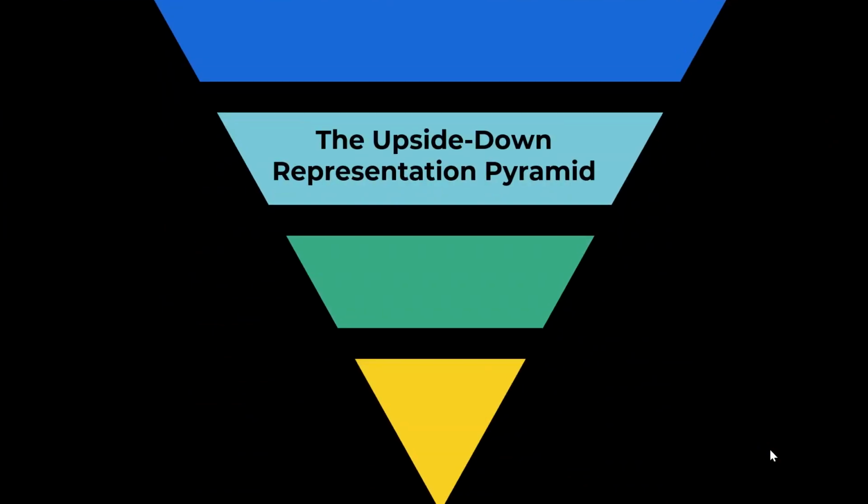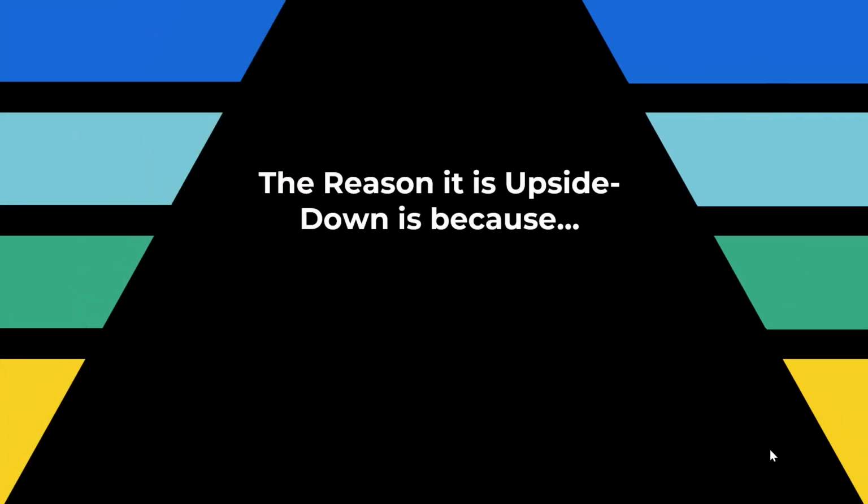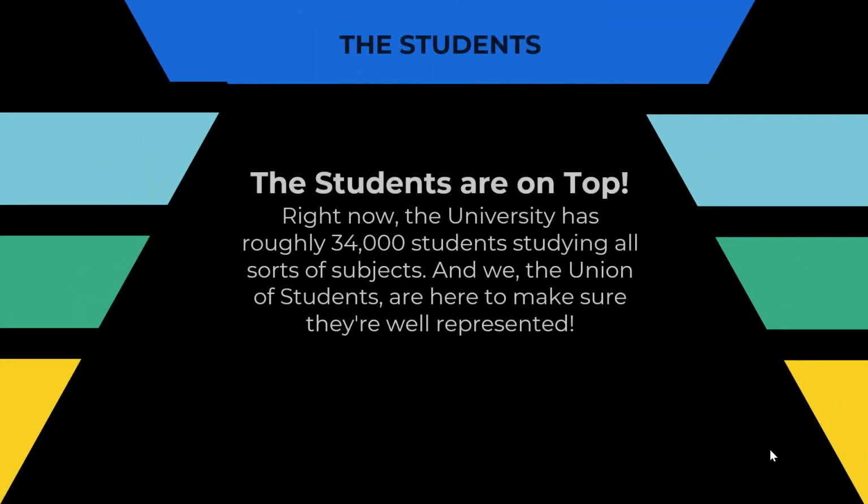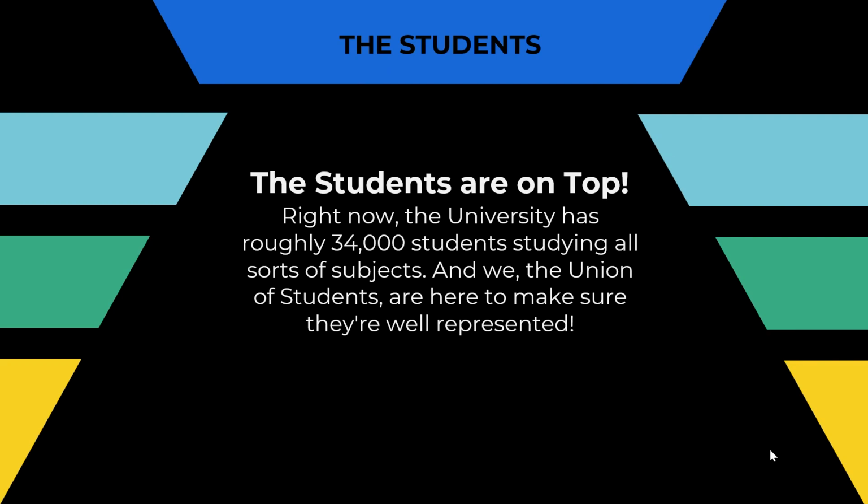So here's the upside down pyramid of representation that we have at the union. And the reason it's upside down is because the students are on top. Right now, the university has roughly 34,000 students studying all sorts of subjects, and we, the union, are here to make sure they're all well represented.